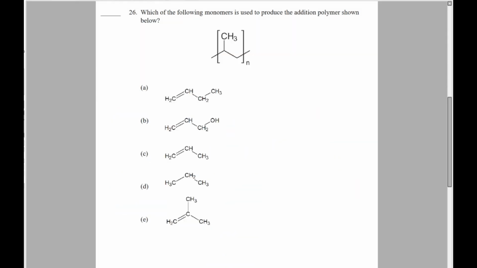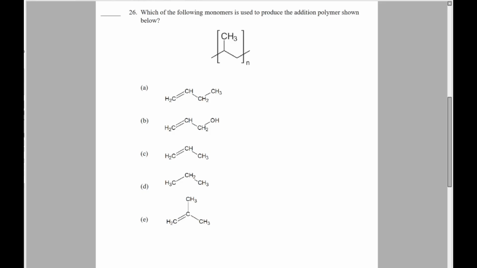26. Which of the following monomers is used to produce the addition polymer shown below? So for addition polymers, basically the monomers have a double bond, and then that double bond opens up and becomes a single bond so that the carbons can bond to something else, and that's how it bonds to repeat units of the same monomer.